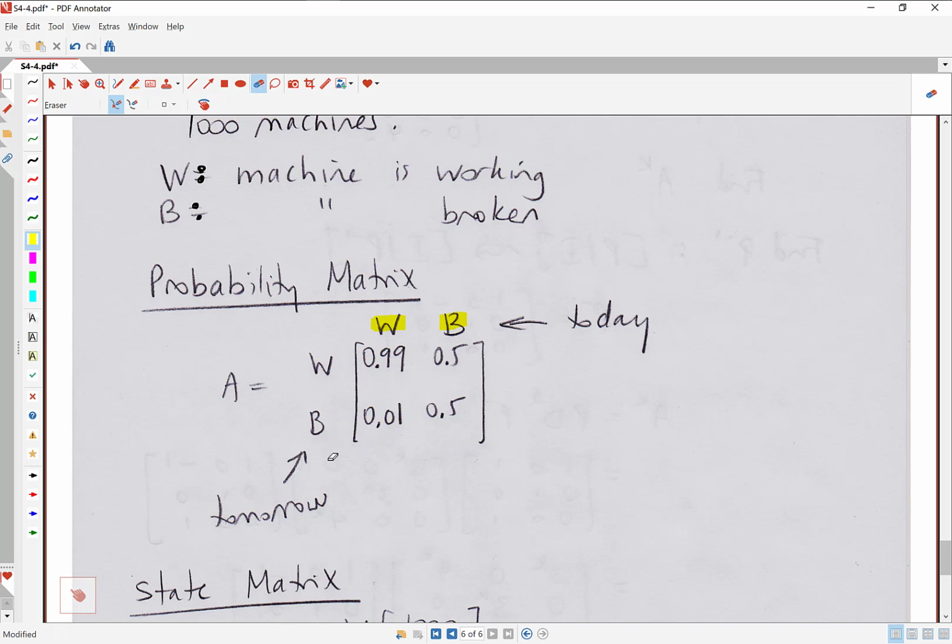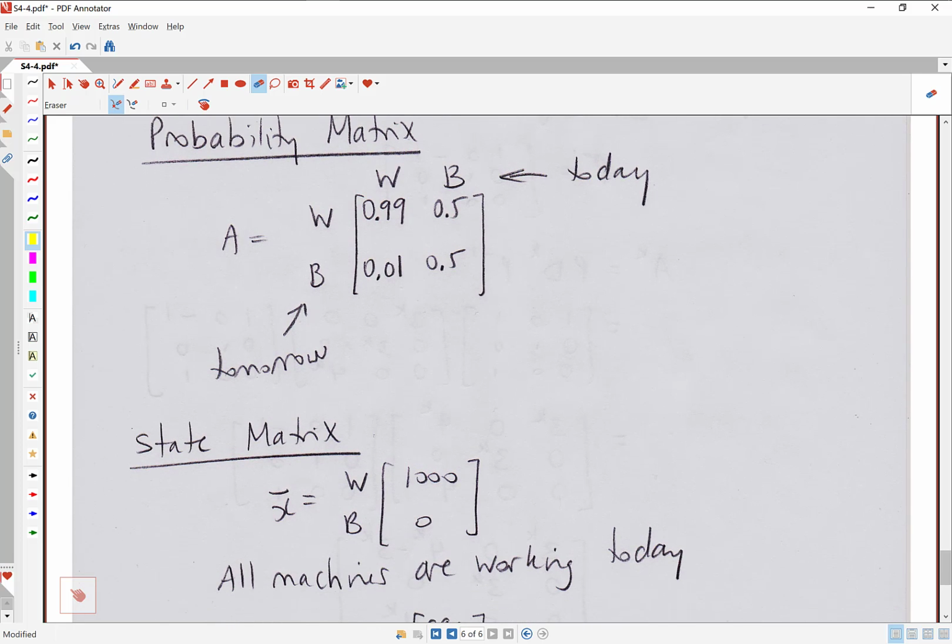So what we have inside this matrix are probabilities for moving from state to state. Let's say a machine is working today, 99% probability it will be working tomorrow, 1% probability that it will be broken tomorrow. And of course, the numbers in this column should add up to 100%. If a machine is broken today, 50% probability it'll be fixed by tomorrow, 50% probability it will stay broken. That seems reasonable. That's our probability matrix for moving one day into the future.